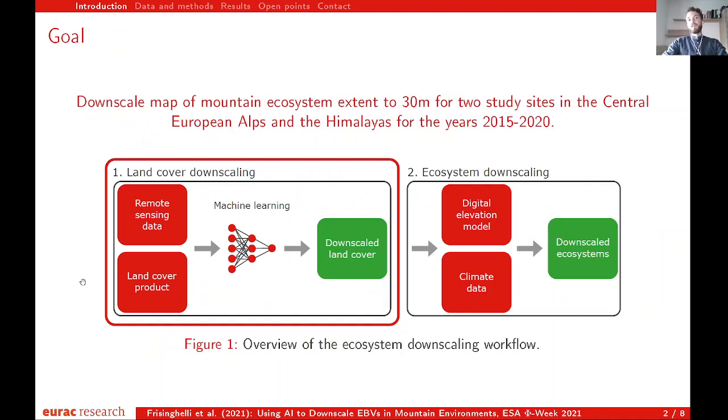Therefore, the aim of this study is to downscale the existing map of mountain ecosystem extent from 250 meters to 30 meters for two study sites in the Central European Alps and the Himalayas. For this task, we are first downscaling the land cover component via machine learning using existing land cover information and high-resolution remote sensing data. In a second step, we integrate the downscaled land cover product with high-resolution digital elevation model data and climate data to produce the downscaled ecosystem map. Today in this talk, we focus on the downscaling of the land cover component.